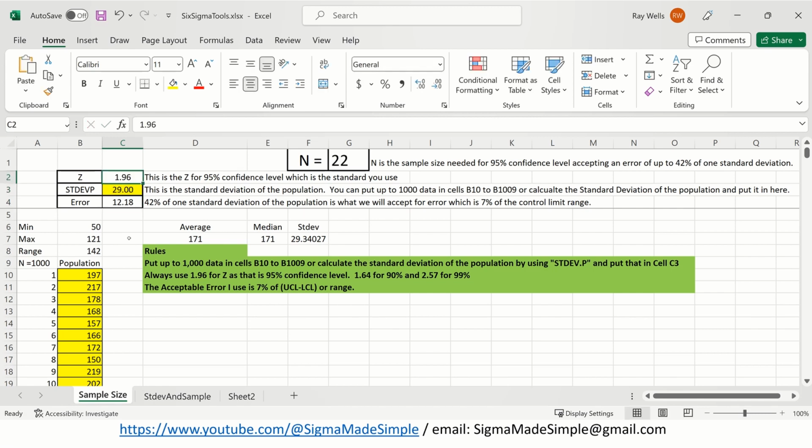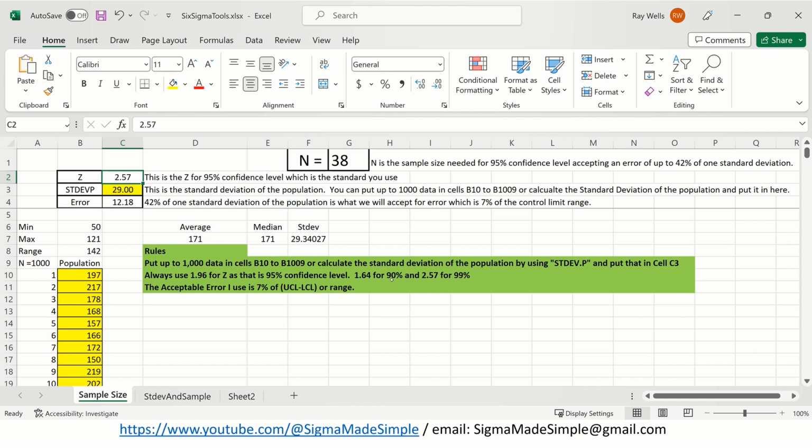The last thing you can change is, if you look down here at D, or row 10, this green area, it says always use 1.96 for your Z. That's a 95% confidence level. Now, if you want to go to a higher level, like a 99% confidence level, you can put in there 2.57. And then you have to collect, of course, more samples.